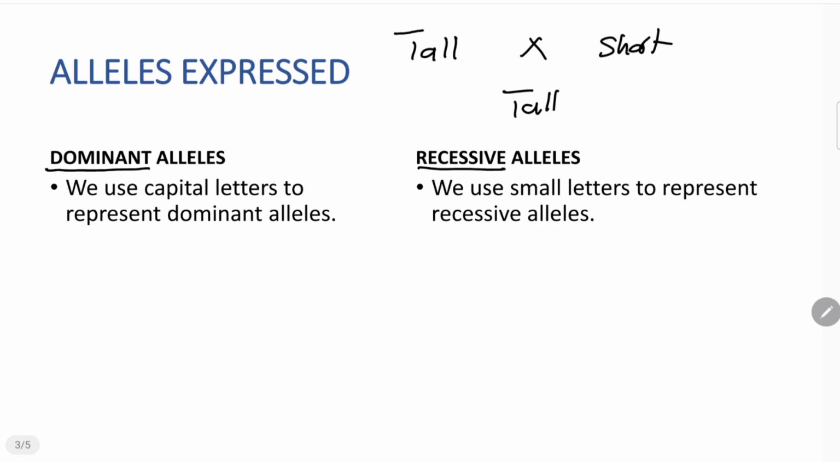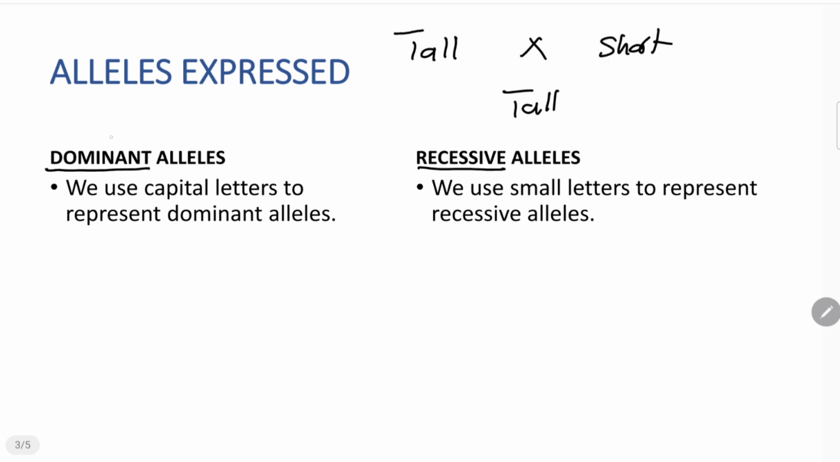In this example, there was fertilization between this tall plant and this short plant, and all the offspring that were produced were tall. This somehow tells us that the characteristic for tallness is stronger than the characteristic for shortness. Hence, all the offspring that are produced are tall. So shortness is weaker to tallness in this statement, right?